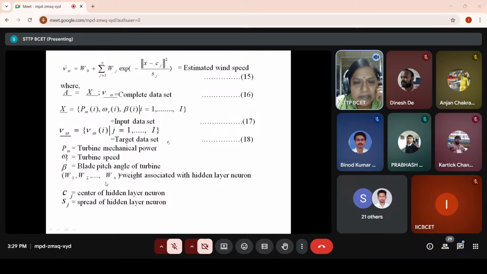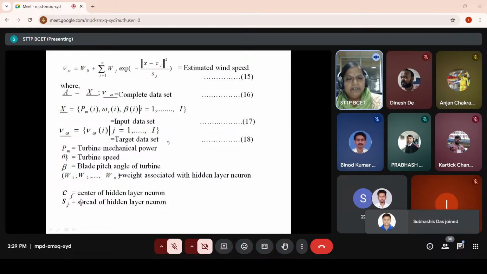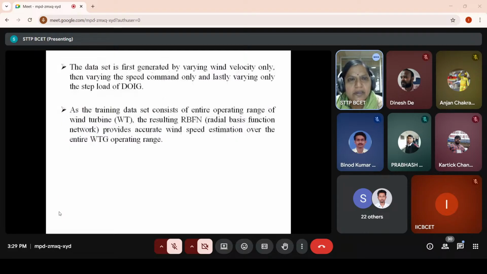W represents the weight associated with the hidden layer neurons. CJ stands for the center of the hidden layer neuron, and SJ stands for the spread of the hidden layer neuron. So CJ and SJ are related to the radial basis function network.